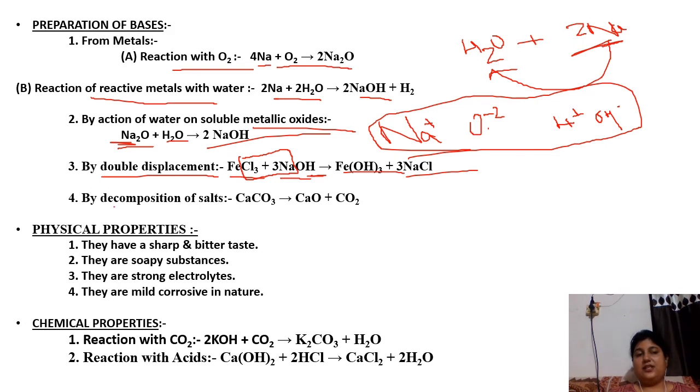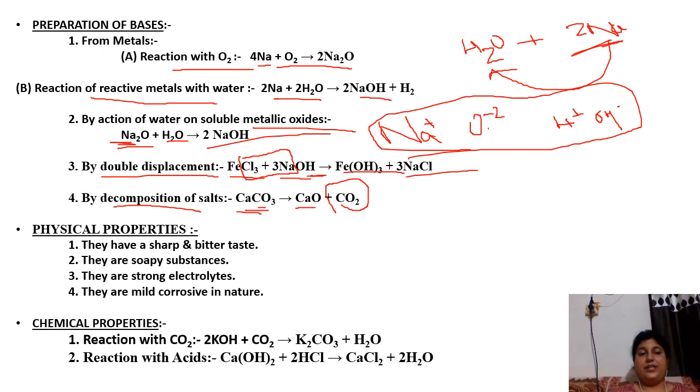The last one is the decomposition of salt. Decomposition means एक बड़ा molecule split up into two or more than two small molecules. When we heat calcium carbonate or metallic carbonate, the CO2 gas evolved and the remaining oxide is basic in nature.